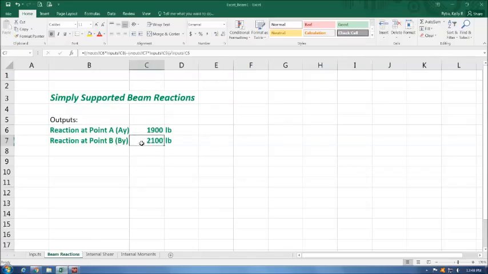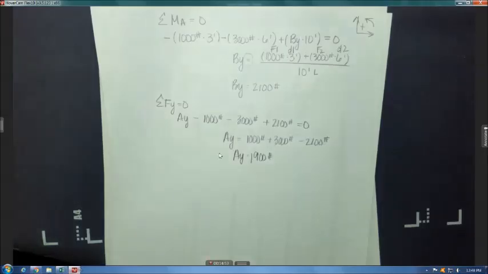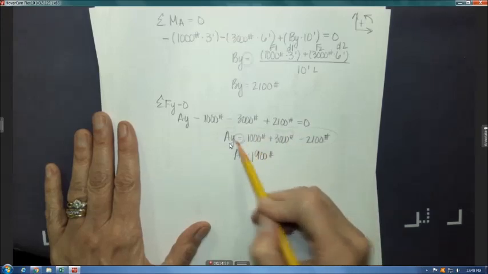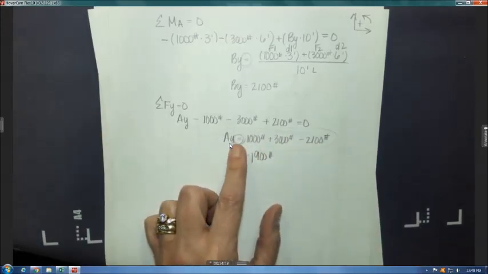Okay, so that's my BY. Then I'm going to put in AY. I'm going to get rid of this one here. And for my AY, I'm going to go back to what I wrote out, and I'm going to do this one right here. So my equal sign in my spreadsheet and my function is right here, the equal sign.